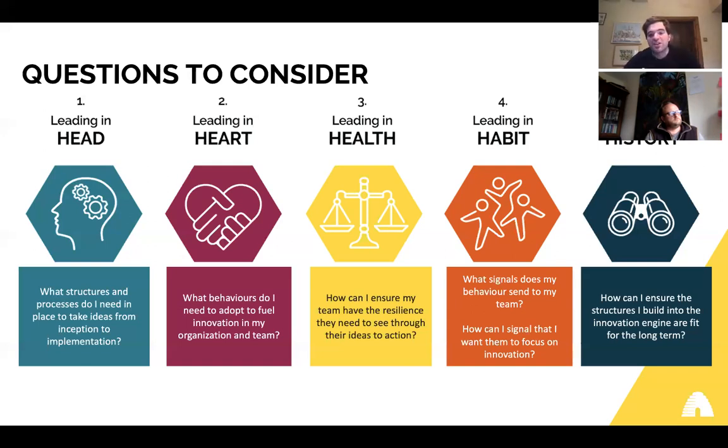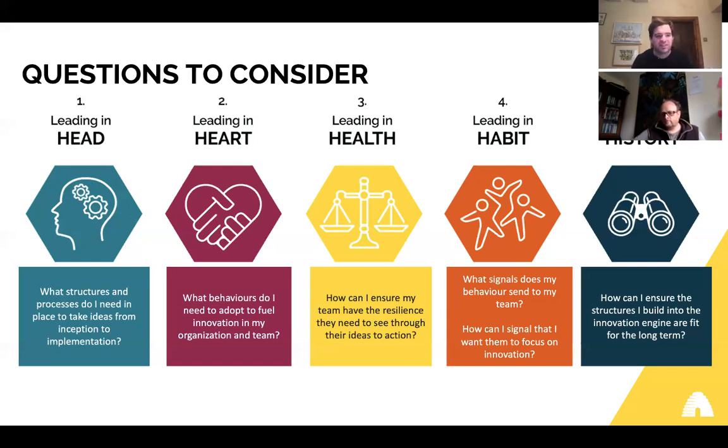Leading in health, how can I ensure my team have the resilience they need to see through their ideas to action? So this is really about tying in with the environment of psychological safety, which I know Zach and Angela talked about on the previous webinar. This is really about ensuring that people have the ability to keep going, because when you get into the design thinking process, particularly around prototyping and testing, it can get a little bit like a maze.